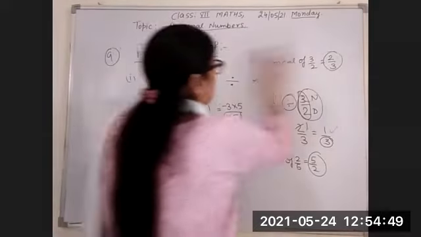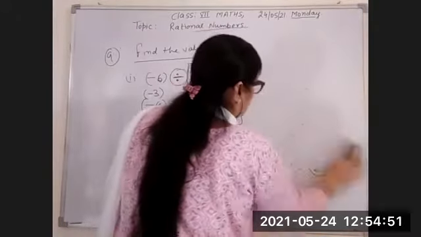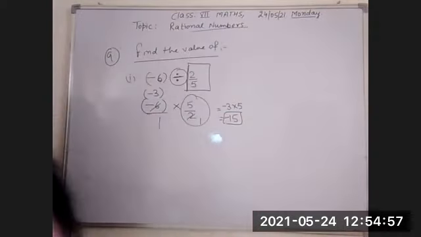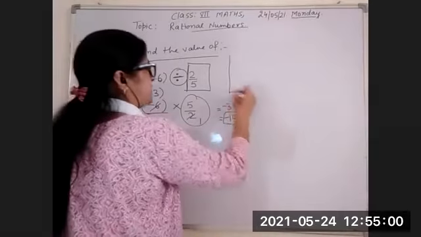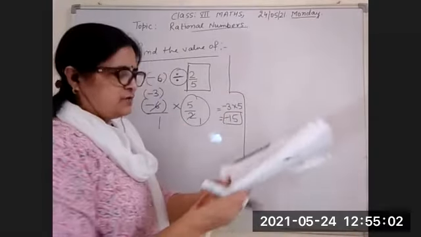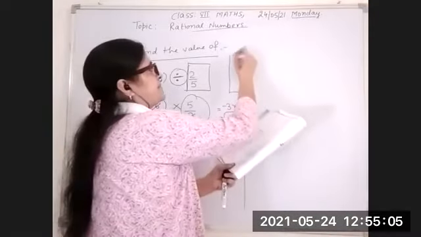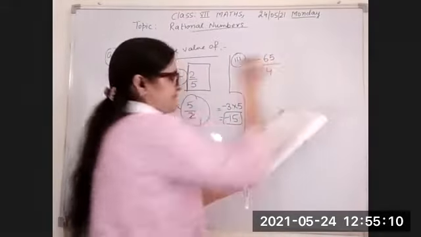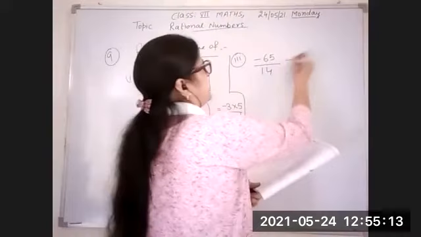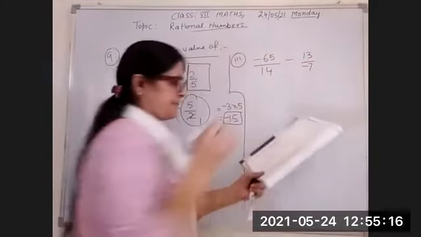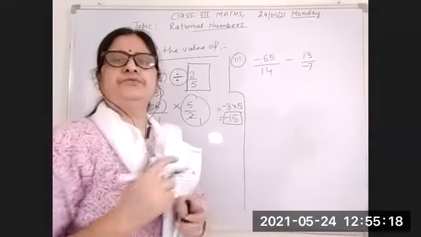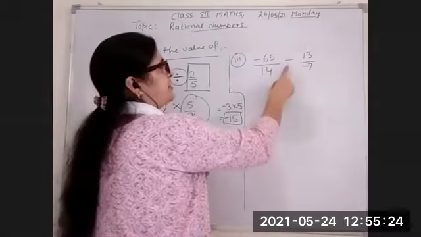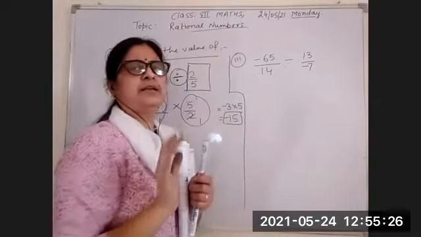Now the second part you will solve yourself, because all the questions are the same. You have some questions you have to do as self practice also. Now the third question I am doing here, minus 65 upon 14. This is the rational number, divided by 13 upon minus 7. Okay. So which rational number is given? Minus 65 upon 14 divided by 13 upon minus 7.